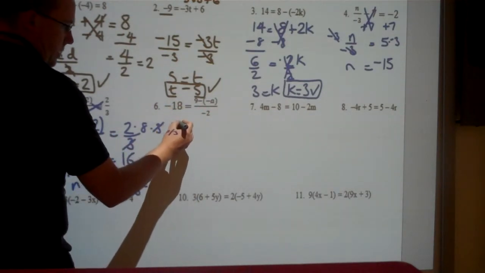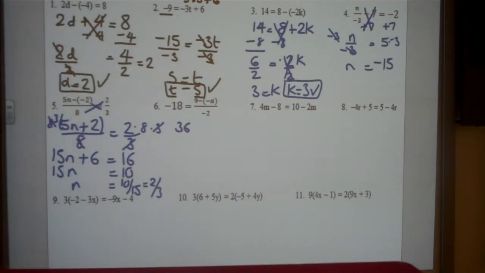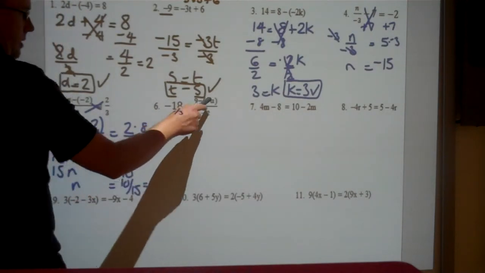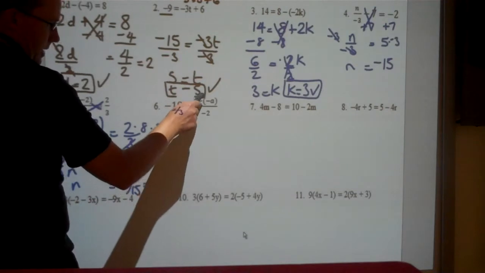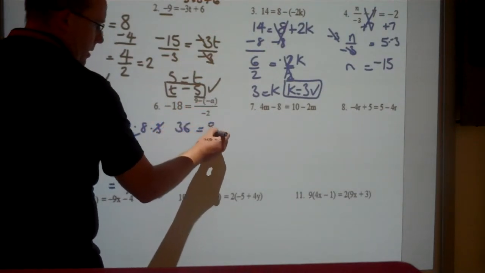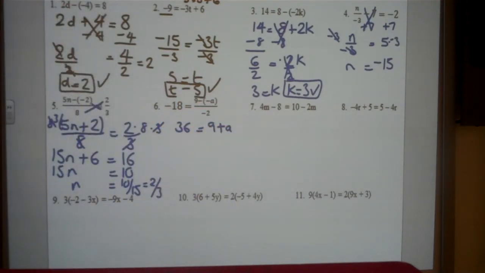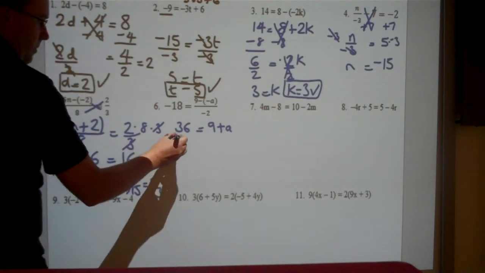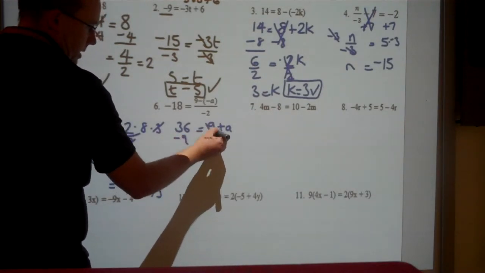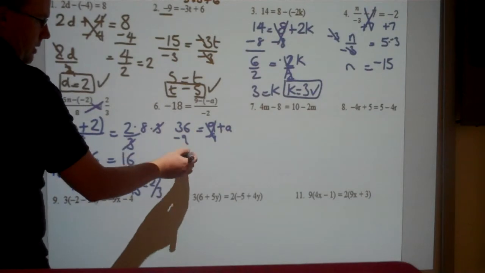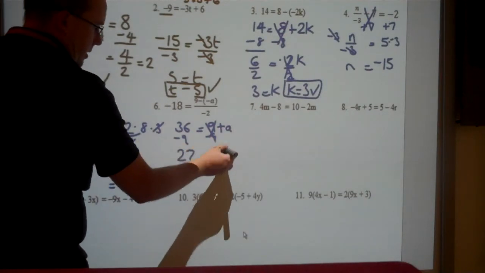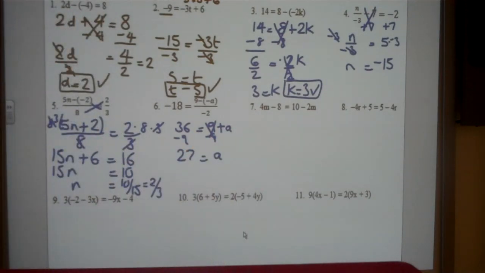So on the left-hand side, I'm going to end up with positive 36. And on the right-hand side, I'm just going to end up with this 9 take away -a, which is the same as 9 plus a. Subtract 9 from both sides, because 9 take away 9 is 0, and 36 take away 9 is 27, and that equals my variable a, so I'm actually finished.